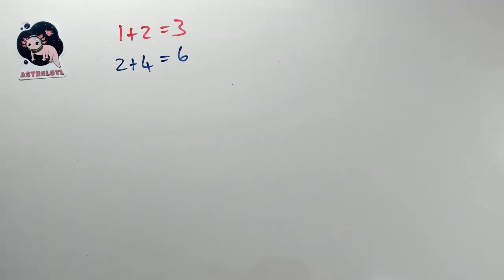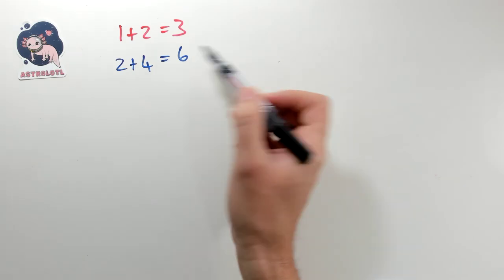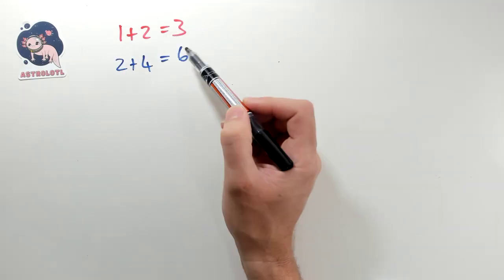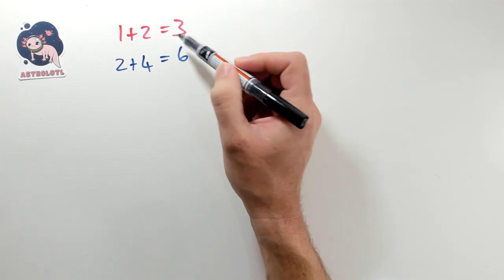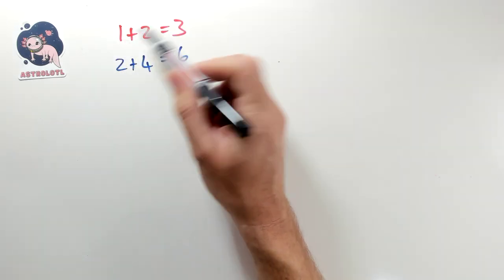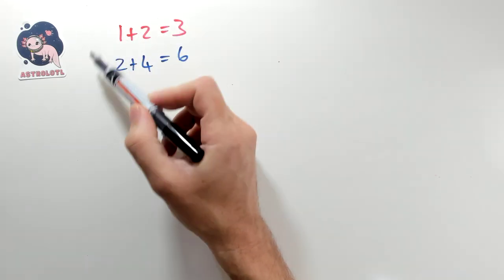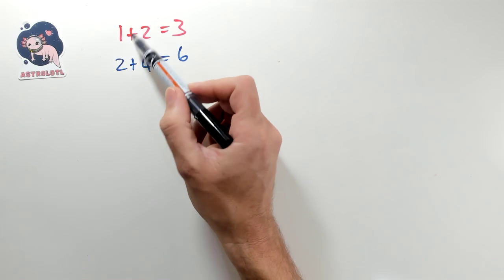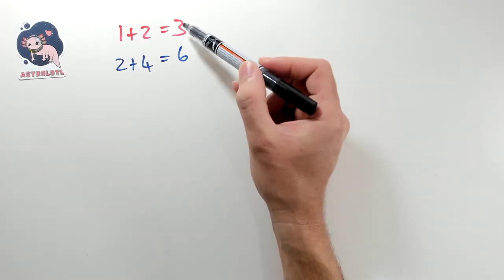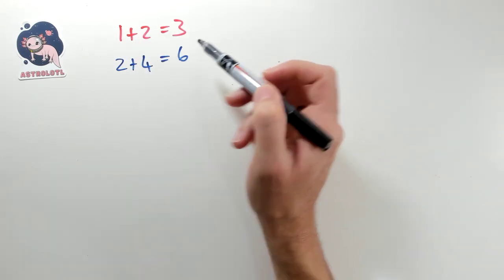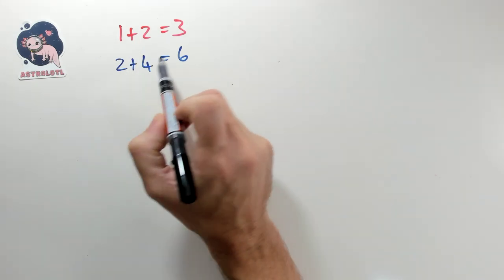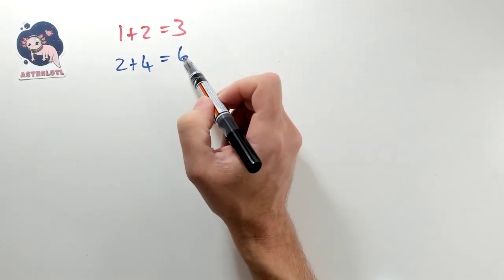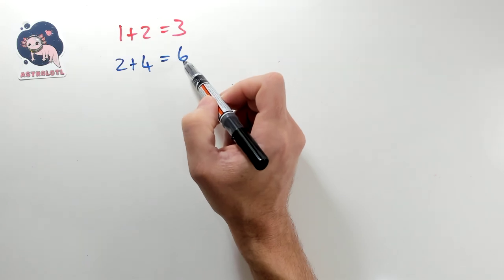In this, I have two equations here. One is red and one is blue, but this is not art class. You're not learning colors. We're learning about equations, and both have a left and a right side. If I took both these equations and added both left sides, that would be the same as adding both right sides. So 1 plus 2 plus 2 plus 4 would be 9, and 3 plus 6 would also be 9.